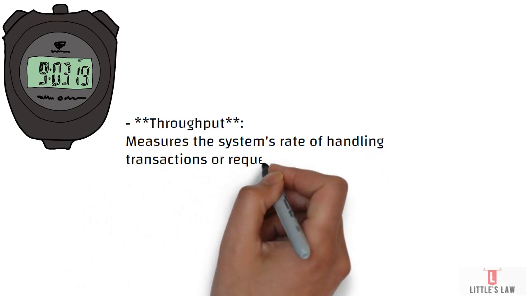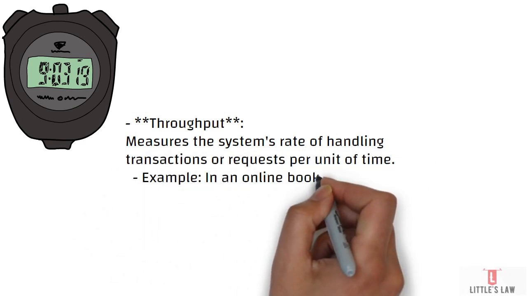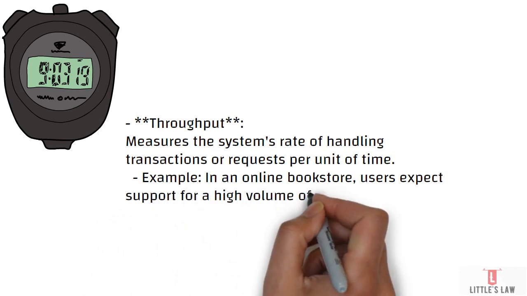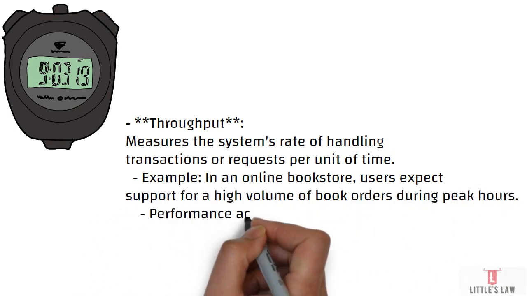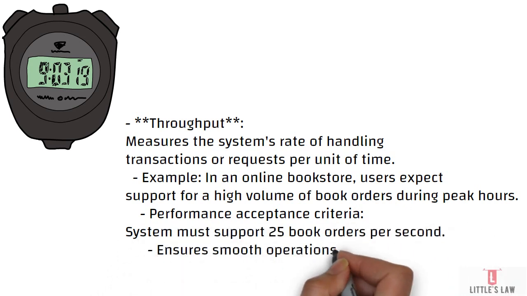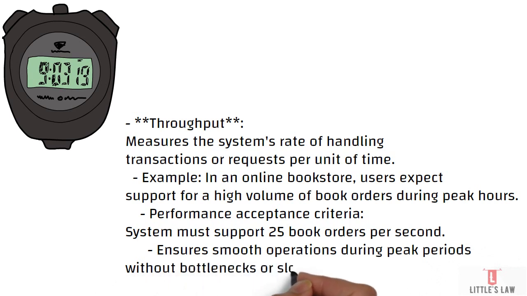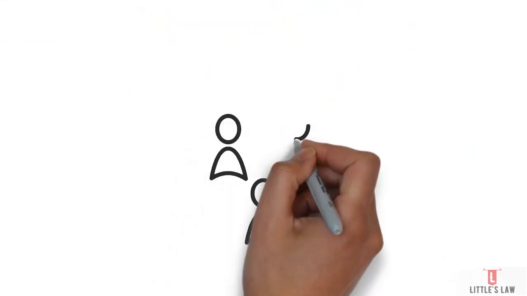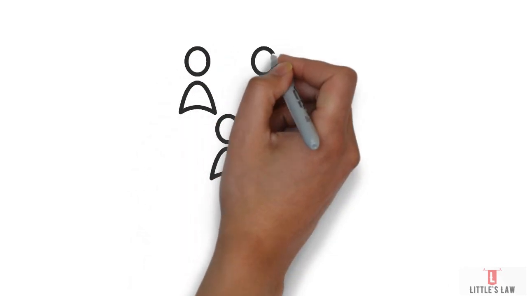Say, for instance, in an online bookstore, users expect the system to support a high volume of book orders during peak hours. A performance acceptance criteria for throughput could be that the system must support 25 book orders per second, and this ensures that the application can handle the expected load without experiencing bottlenecks or slowdowns by maintaining smooth operations even during peak periods. And moving on to the next part, which is resource utilization.